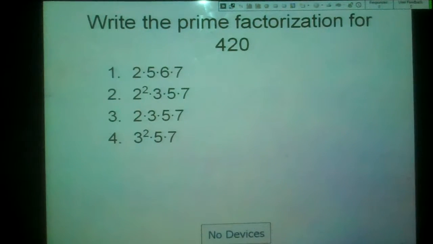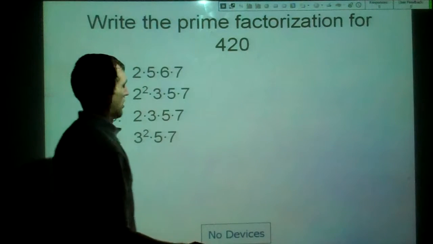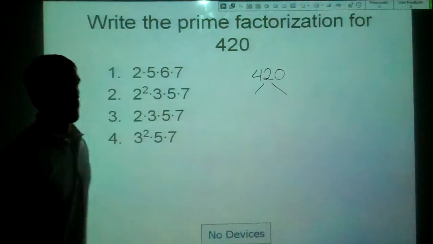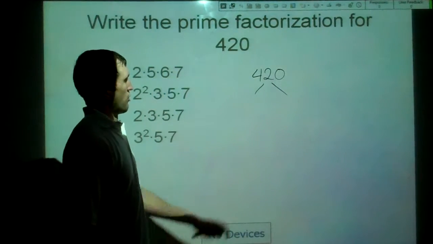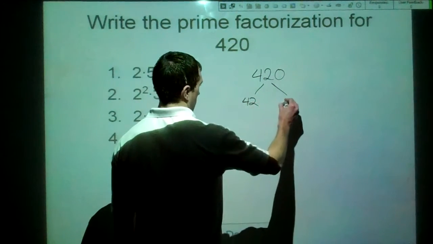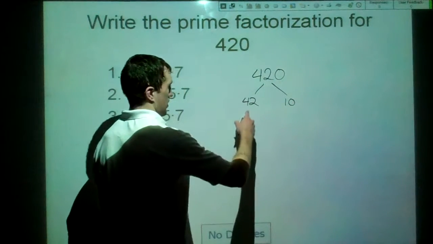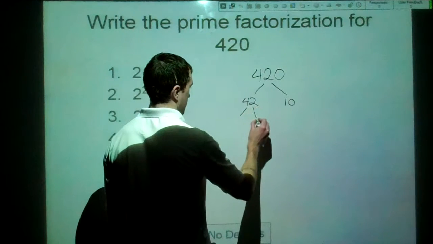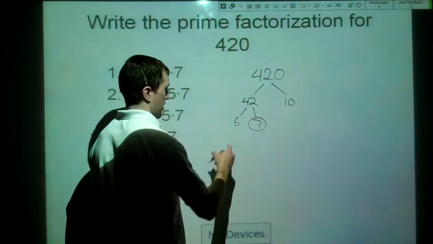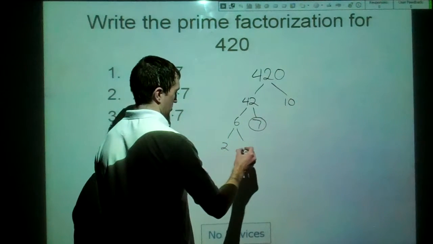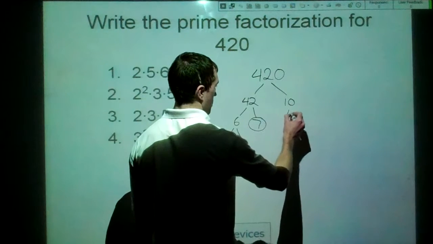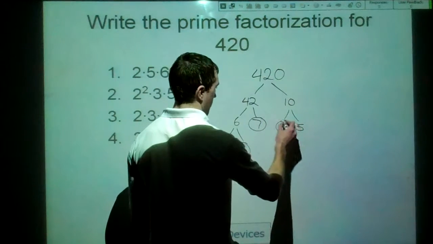Alright, prime factorization for 420. Remember, we're going to break this thing down into its prime factors, which comes from our factor tree. I know that this ends in 0, so I know 10 goes into it. 42 times 10 is 420. I know that 42 breaks down into 6 times 7. 6 times 7 is 42. 7 is a prime, so I'm going to circle that. 6 breaks down into 2 times 3. Those are both prime, so we're done on this side. 10 breaks down into 2 times 5, and those are both prime.